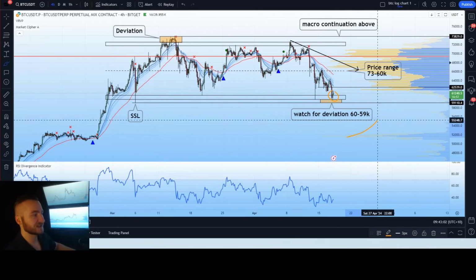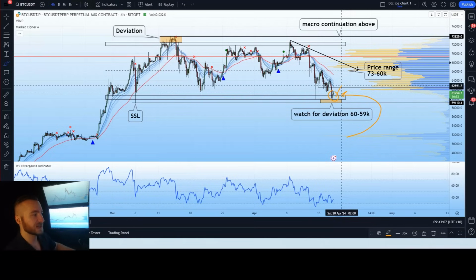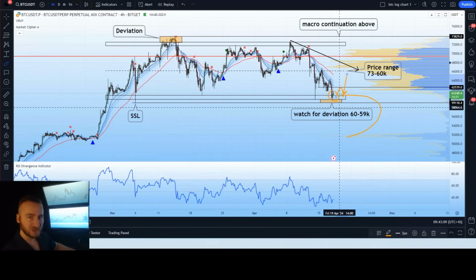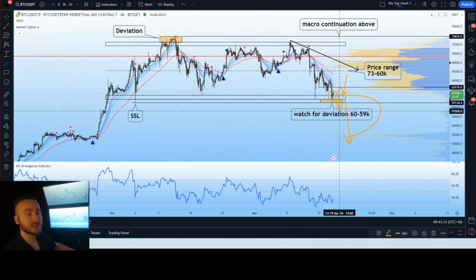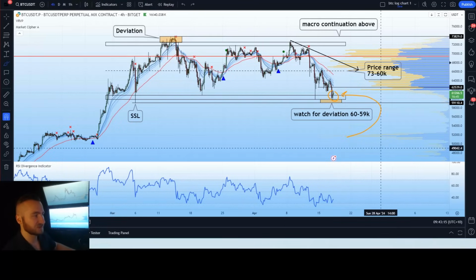We're going to be discussing in a lot of detail today what this means and what we expect moving forward. Are we going to see a proper reversal from here? Or could we see an extended correction or even another liquidity grab underneath that $60,000 level?